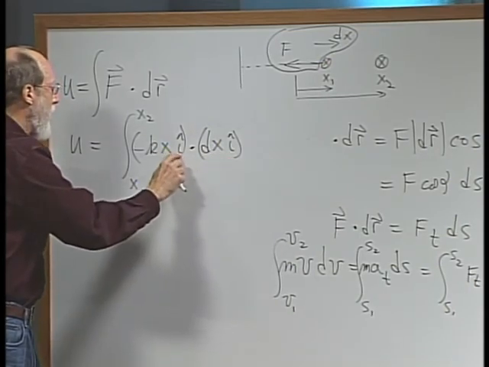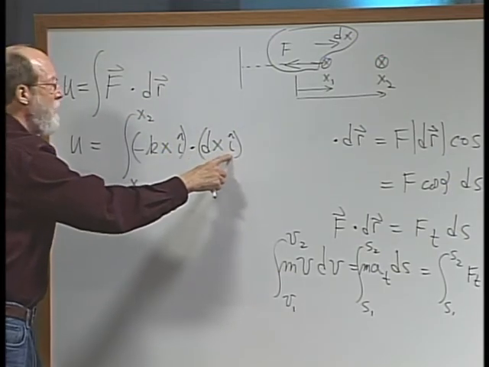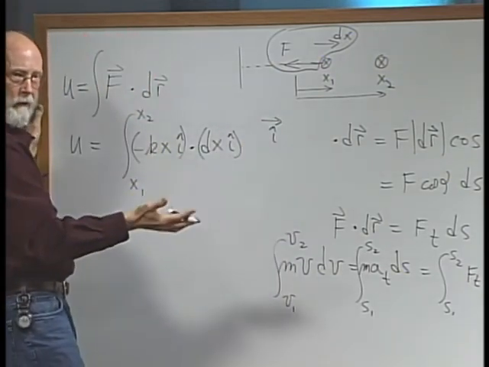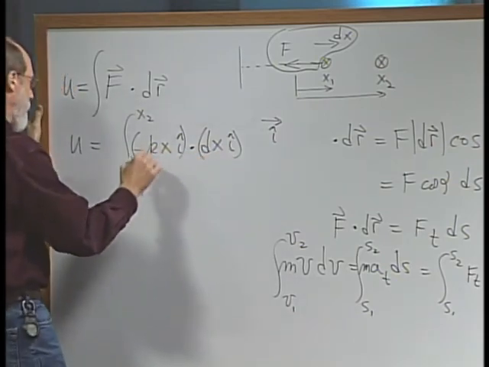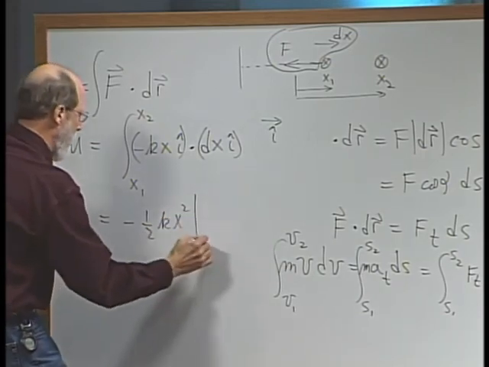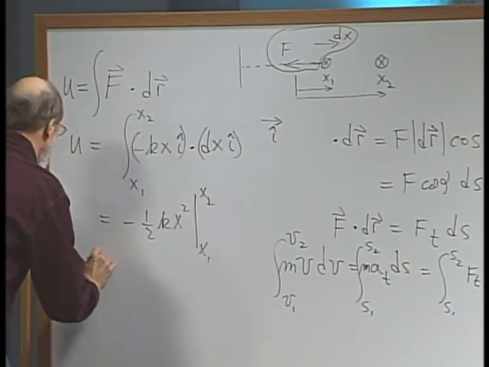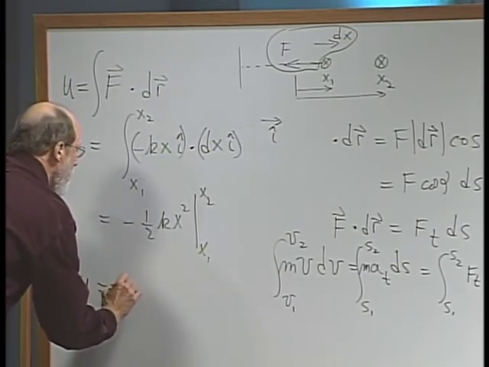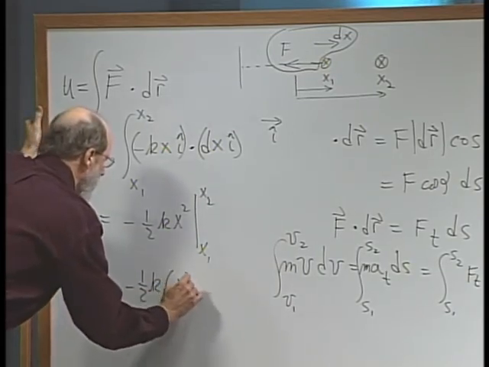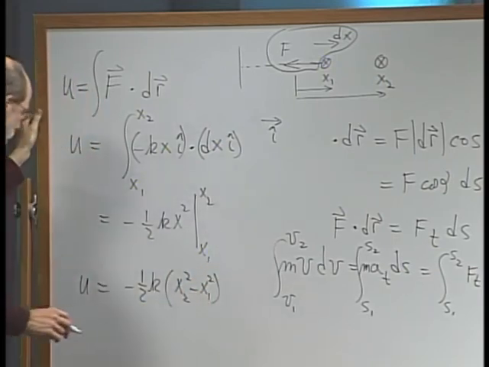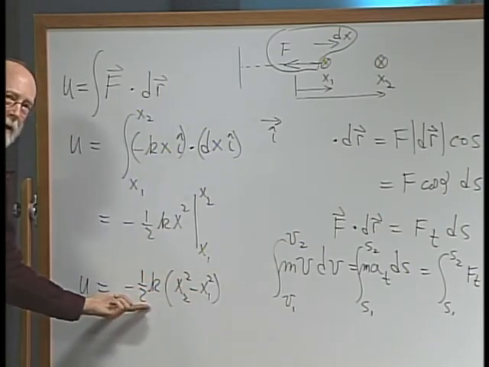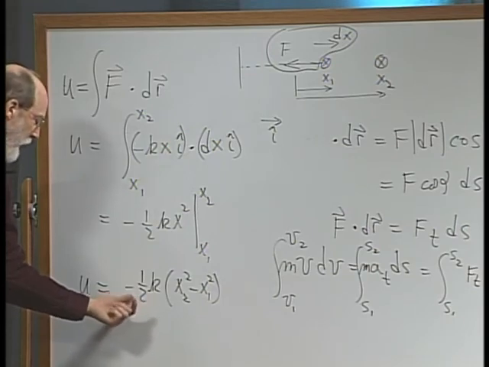Now, i hat dotted with i hat is 1. Cosine of 0 degrees is 1. So what we end up with is minus 1/2 k x squared between x1 and x2. And so we get the work done is equal to negative 1/2 k (x2 squared minus x1 squared). So what you notice here, if x2 is greater than x1, then this work done by the spring acting on the mass is negative.